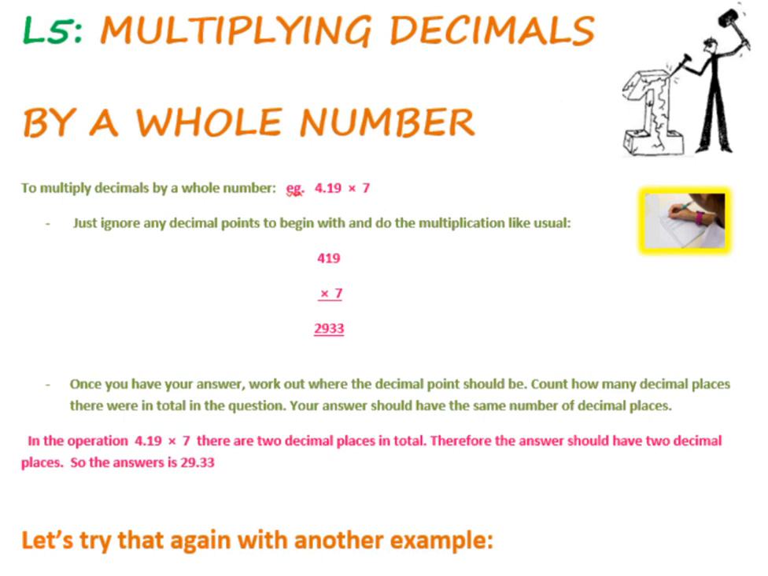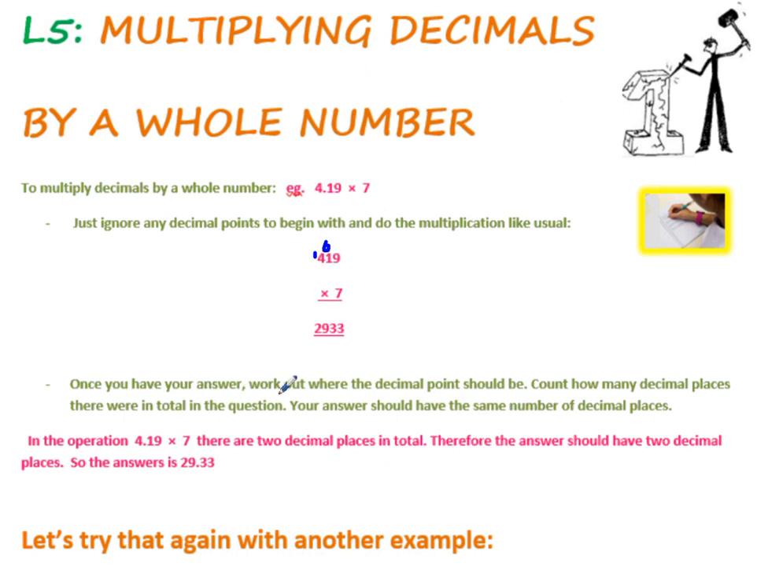1 times 7 is 7, plus the 6 that would have been written here. Okay, so that's what the 6 is up here. So 1 times 7 is 7, plus 6 is 13. Carry the 1 up here. 4 times 7 is 28, plus the 1 up here is 29. So 2,933 is what you got. That's not the answer to 4.19 times 7, that's 419 times 7. That's what you do to start with.